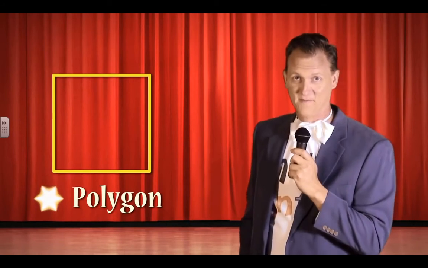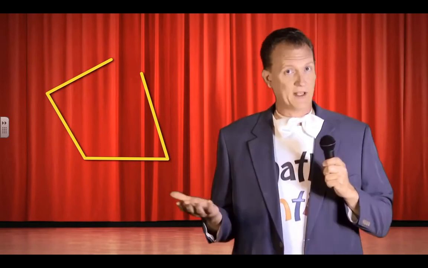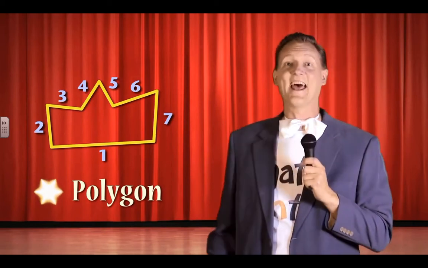Our first shape is a square. Is a square a polygon? Yes! Square has four sides and four vertices, and it's a closed 2D shape. So it is a polygon. And next we have, not exactly sure what to call this, but is it a polygon? Nope, it's close, but because it's an open shape, it can't be a polygon. All right, what about this one? Polygon or not polygon? Yep, it is a polygon. Even though the sides aren't all the same length, it is a closed, 2D, multi-sided shape. In fact, if you count, you'll see that it has seven sides.